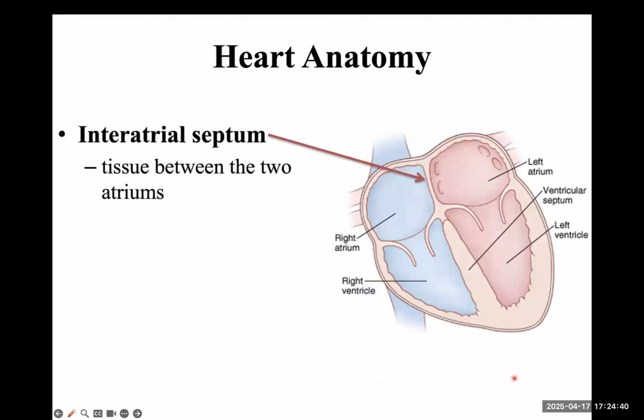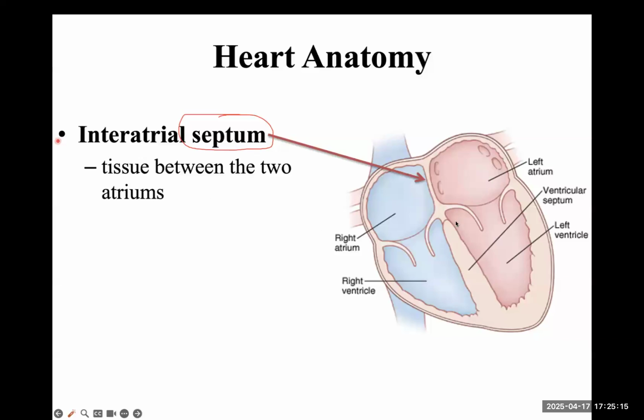So what do we call the stuff between the chambers? The term for the wall that separates them is septum. This septum is dividing the right atrium and the left atrium. This wall, between the atria, is called the interatrial septum, the tissue between the two atria.